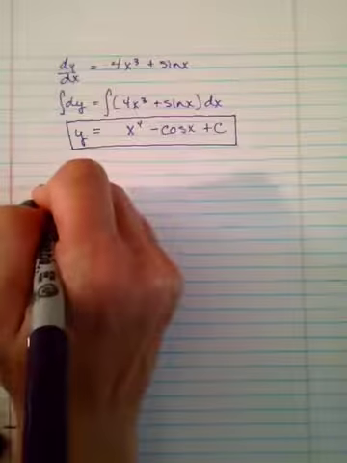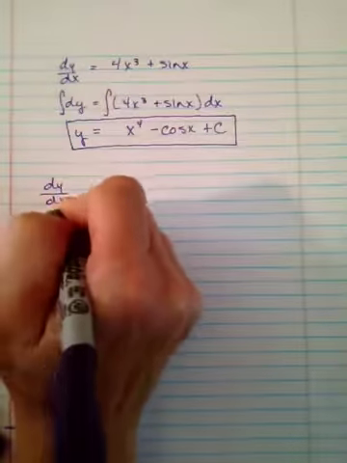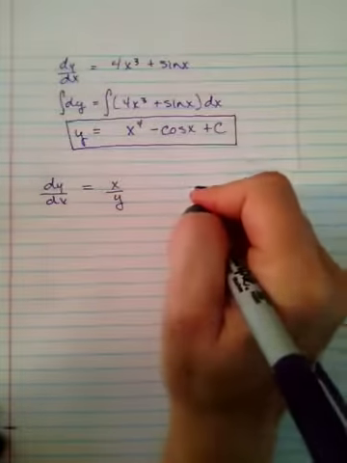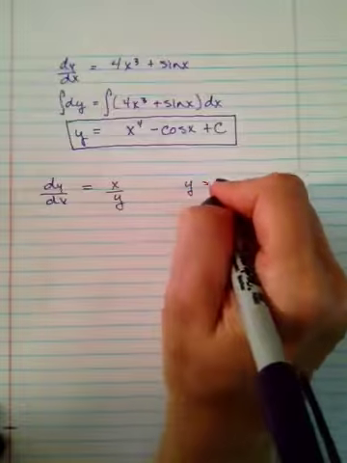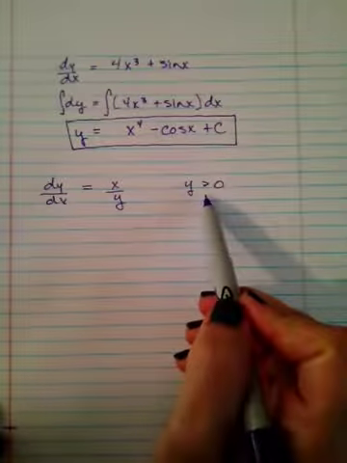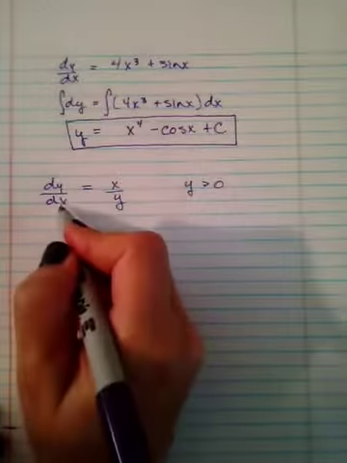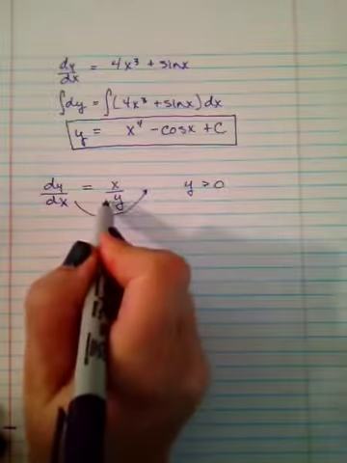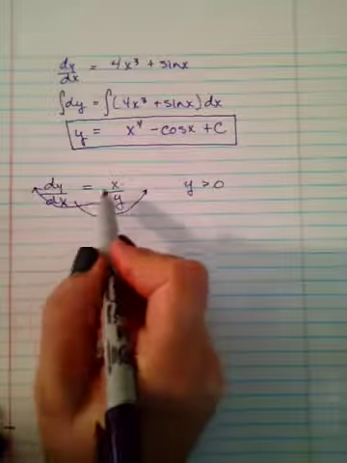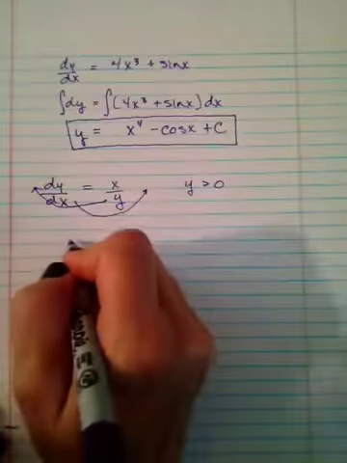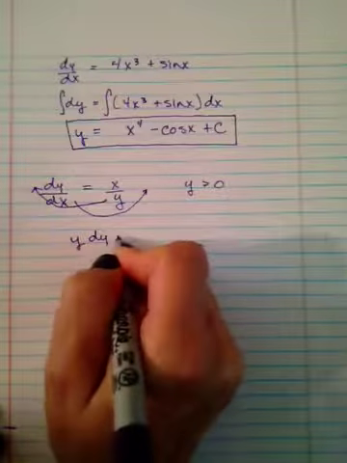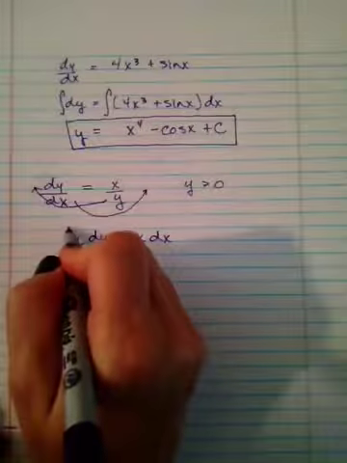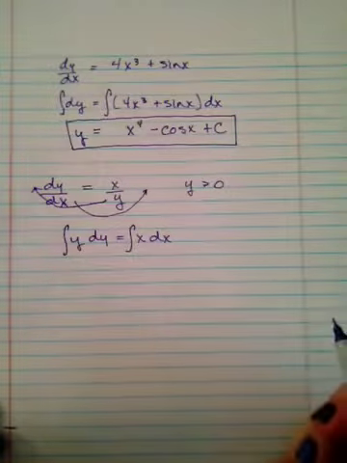One more. If you start with dy/dx equals x over y, and we know that y is greater than 0. Okay, I'm going to ignore this for now and actually just start the process of separation of variables and integrating. So I'm going to take this dx, move it to the right, take the y, move it to the left. Both of those are done with multiplication. So I have y dy equals x dx. Take the antiderivative, the integral of both sides.